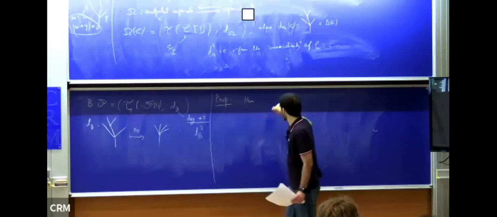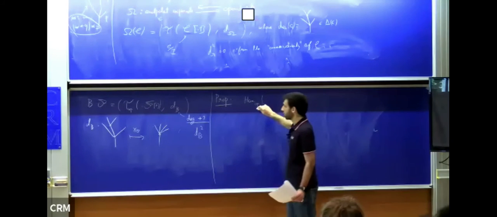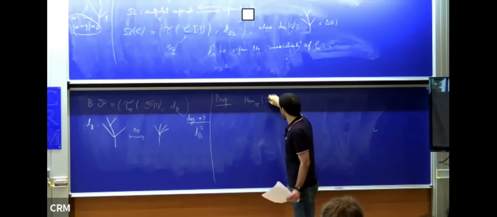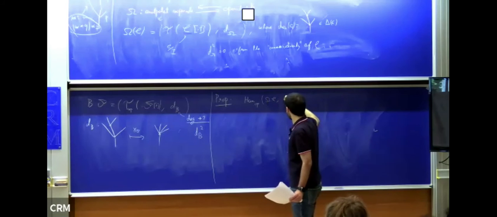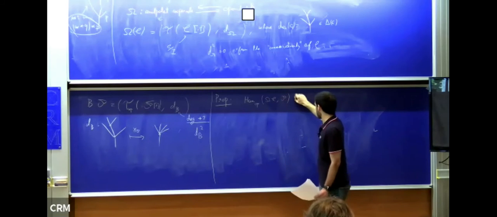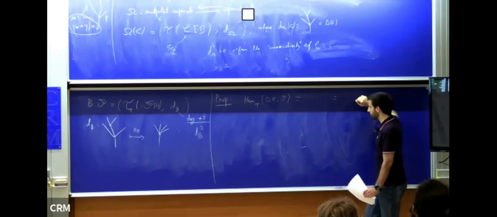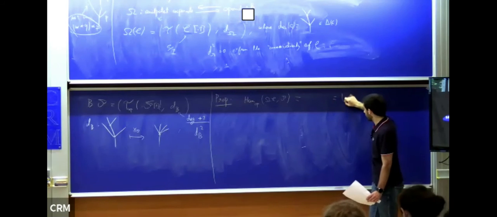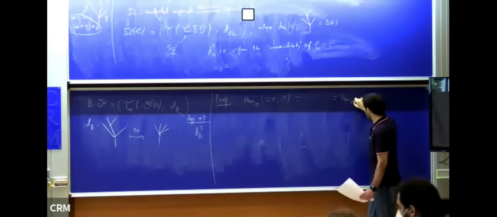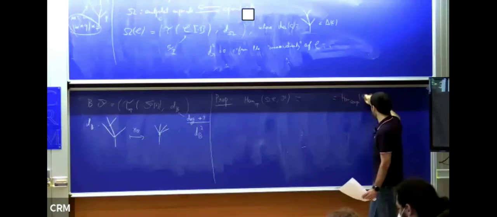So what we want to show is that maps of operads from cobar of C to P are equal to maps of cooperads from C to bar of P.